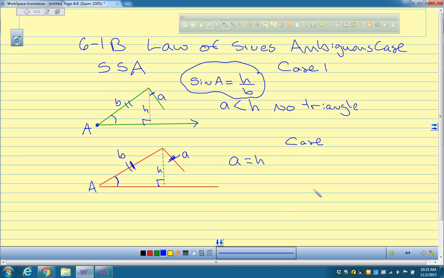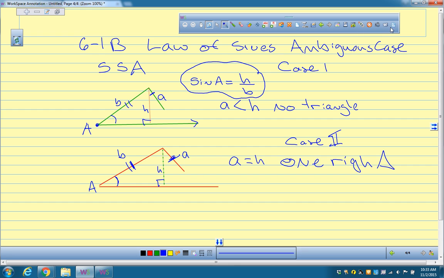So if a is equal to h, you have one right triangle. I'm going to call that case 2. You understand that? So if this is exactly equal to this, it's going to slide down and match up here, and it's going to be exactly one right triangle. Yeah? No? Maybe. Okay, we're going to go on to the next case.